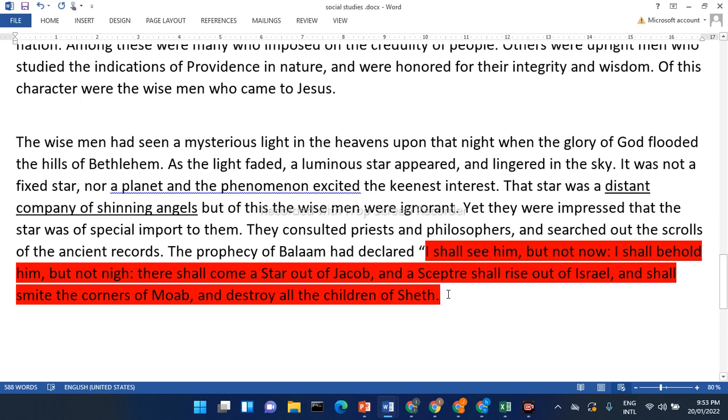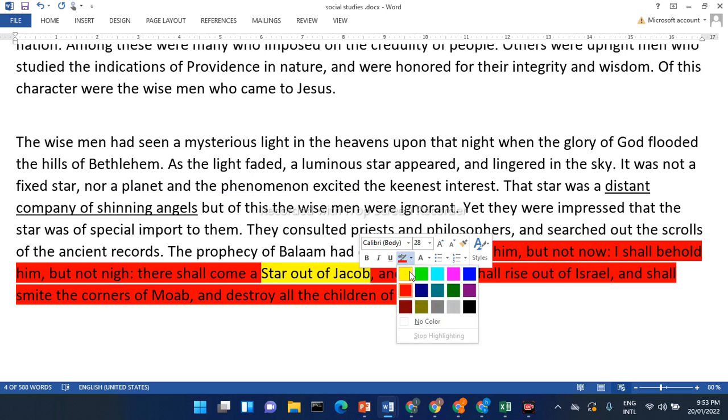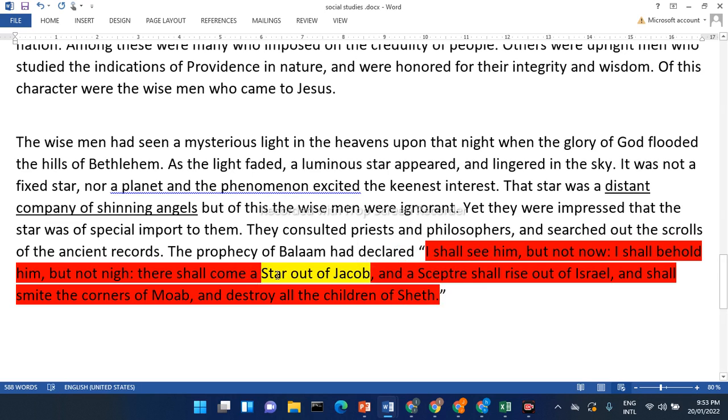I shall see him, but not now. I shall behold him, but not nigh. There shall come a star out of Jacob. Right, so we can highlight that part. There shall come a star out of Jacob, and a scepter. A scepter, that's the indication that Christ would be the king of Israel.